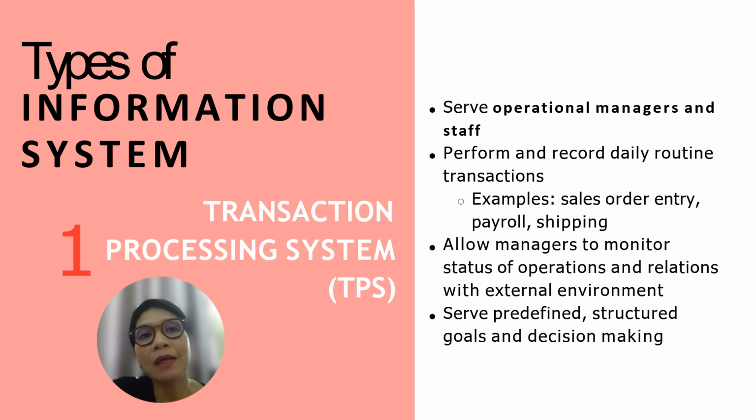I will elaborate on the first type, which is transaction processing system, TPS. And as I explained before, this system is used by operational managers and staff, which is the bottom level in an organization. So what does the system do? What does TPS do?